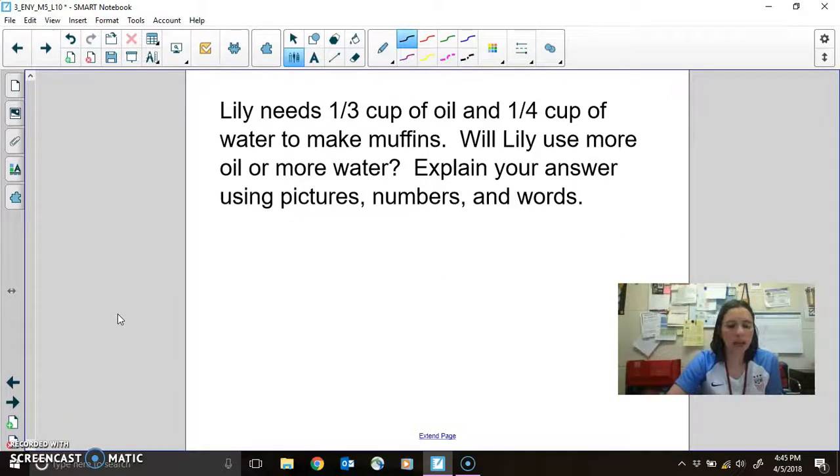Hey, number 3 is the next one we're going to do. I'm going to read it to you. Lily needs 1/3 cup of oil and 1/4 cup of water to make muffins. Will Lily use more oil or more water? Explain your answer using pictures, numbers, and words.